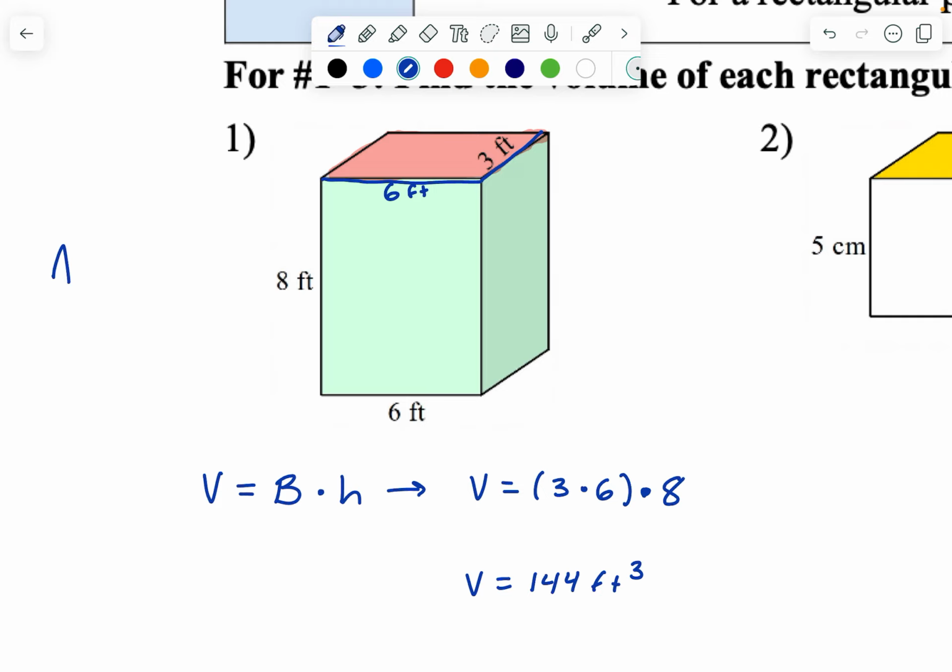In area, it was units squared, so feet squared. In volume, it's units cubed, feet cubed.